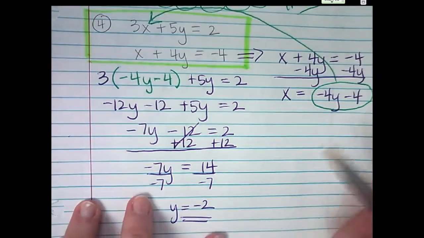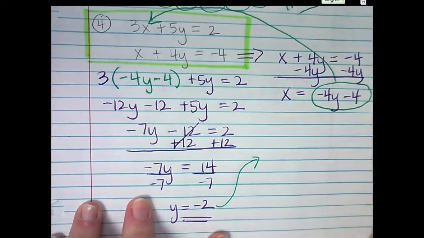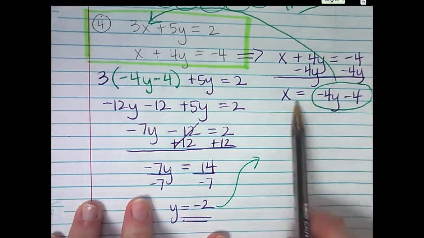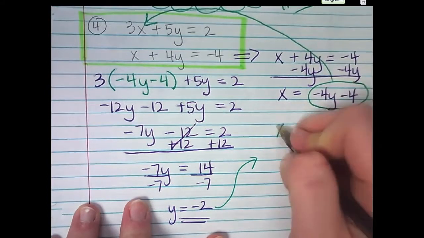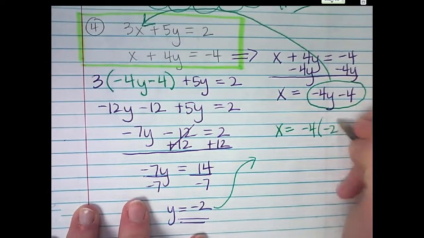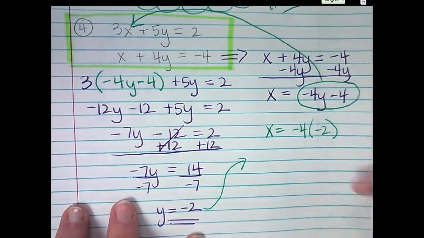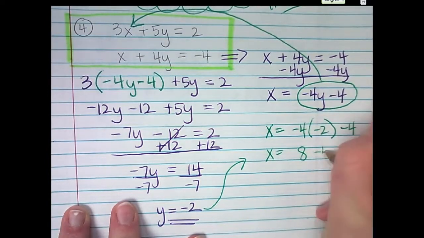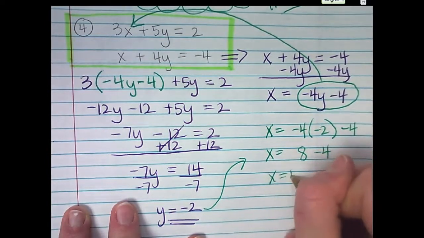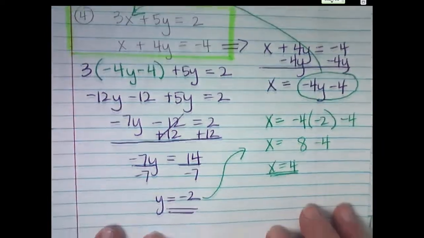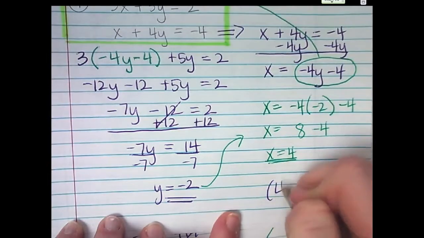And then, again, you can go back to one of the originals. Or if you want to do a little shortcut, I'm going to go back to this one where I already have x equals -4 times -2 minus 4. So 8 minus 4. Perfect. 4, -2.